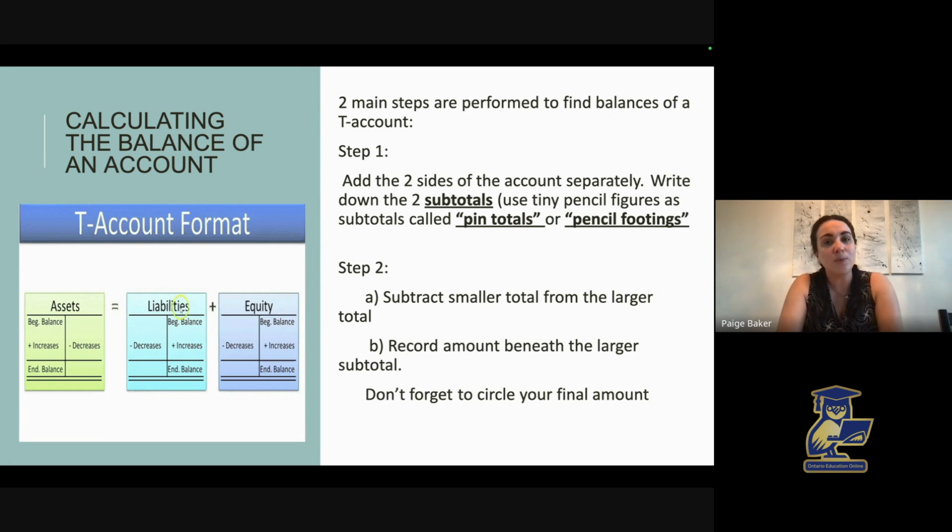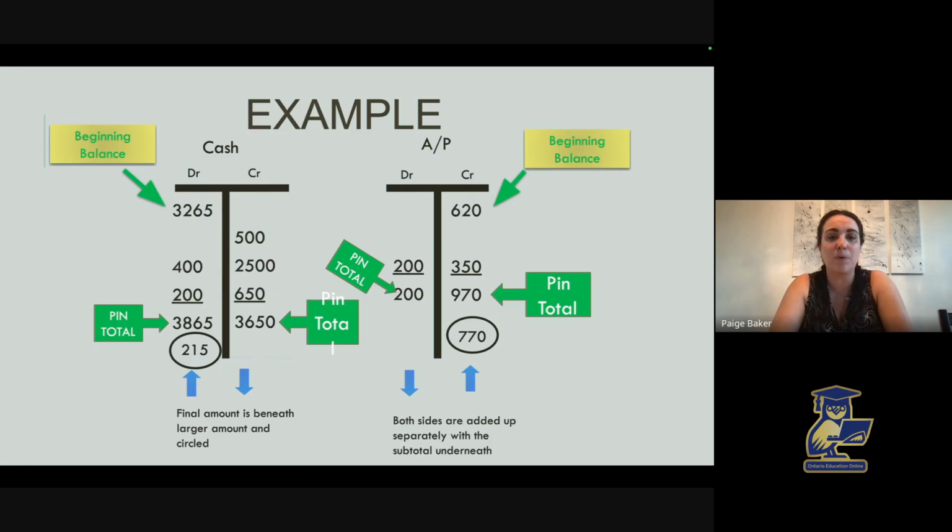Okay, so once we have those two pin totals, we can then look at which number is greater and subtract the smaller total from the larger total. Once we have that number, we can record the amount beneath the larger subtotal, or the larger pin total, and we're going to circle that final amount. So that will be our ending balance. Here's an example for you.